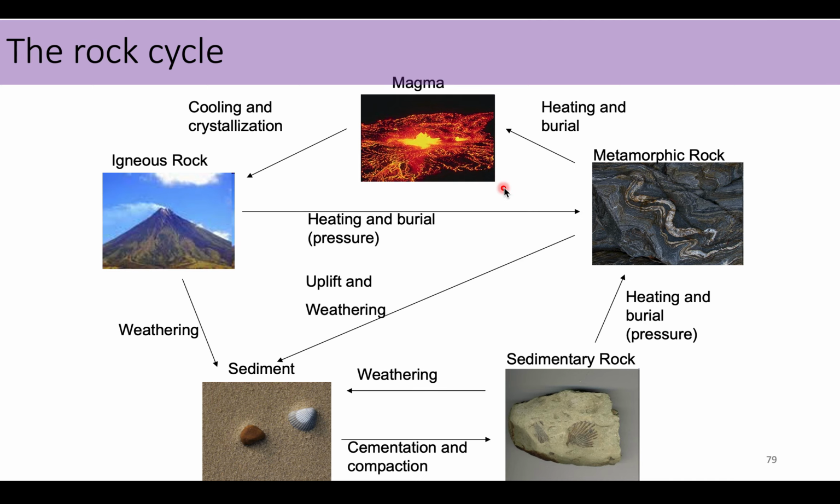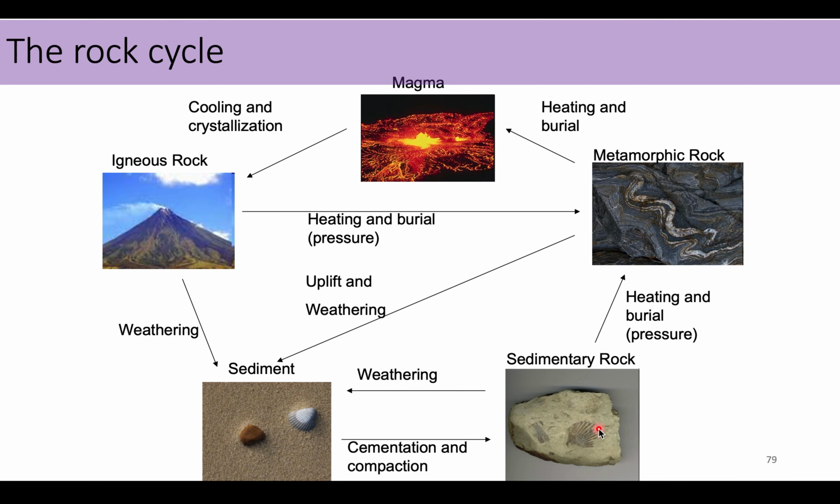So if I were to fill in this rock cycle, here we have magma. Magma can cool and crystallize into igneous rock. Igneous rock then can be weathered away into sediment and then cemented and compacted into sedimentary rock, or igneous rock can undergo metamorphism with a huge amount of heat and pressure to create metamorphic rock. Sedimentary rock can also create metamorphic rock by undergoing metamorphism.